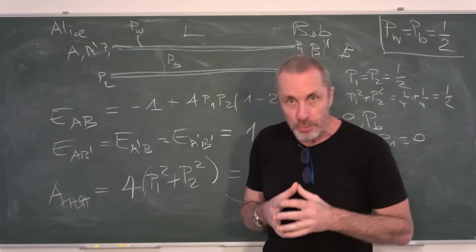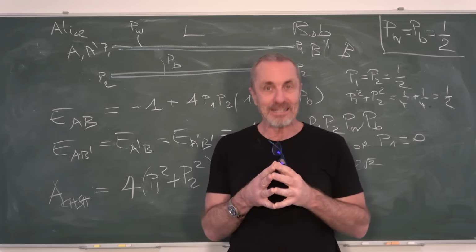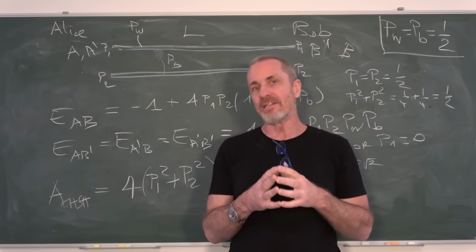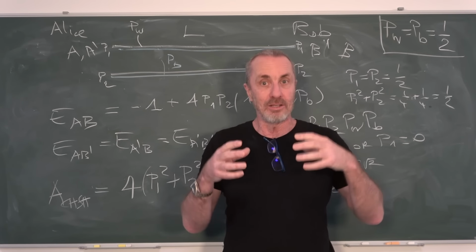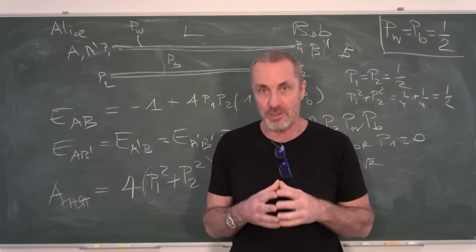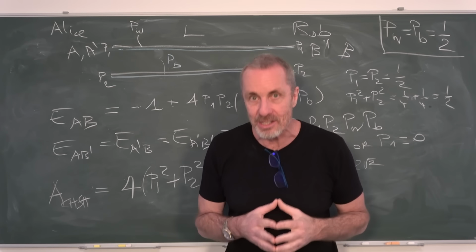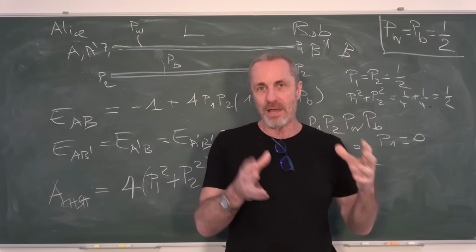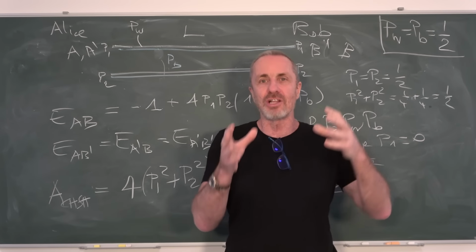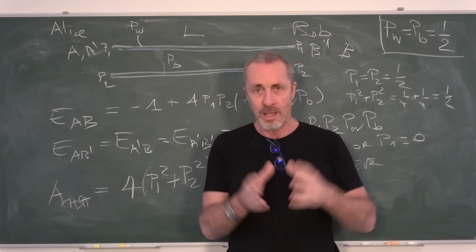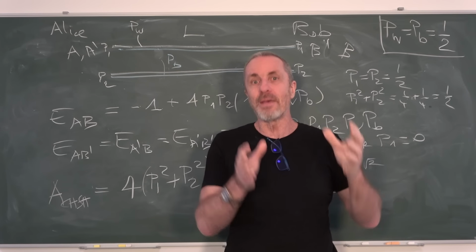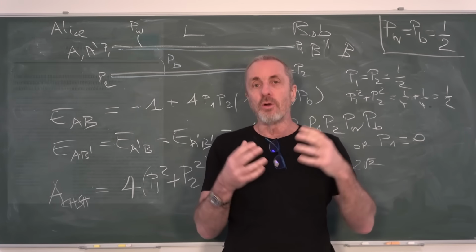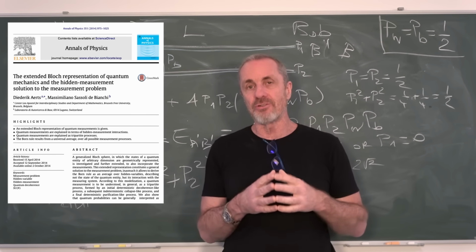Now, the good news is that, in fact, there is a way to represent the states in quantum mechanics, and not only the states, but also the measurement, which precisely suggests the existence of these hidden measurement interactions, potential non-local interactions between the measured system and the measuring apparatus. So this representation is called the extended Bloch representation of quantum mechanics.